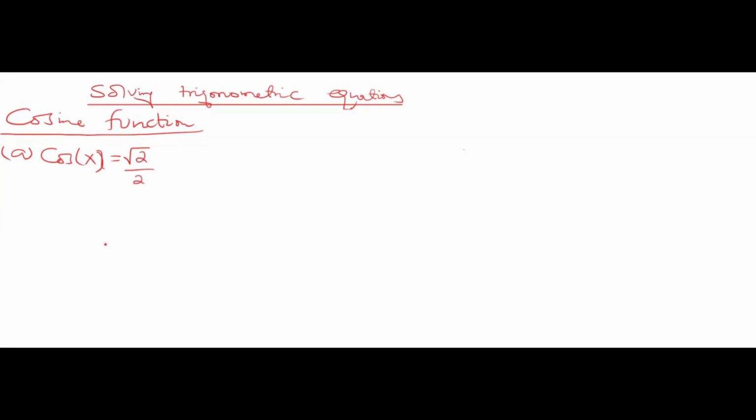And our domain is restricted, so our x is from 0 to 2 pi. We want to find the value of x within this domain. If you look at this one here, it's going through the unit circle once, covering one rotation. And we also know that cosine is positive in two quadrants, the first and the fourth.